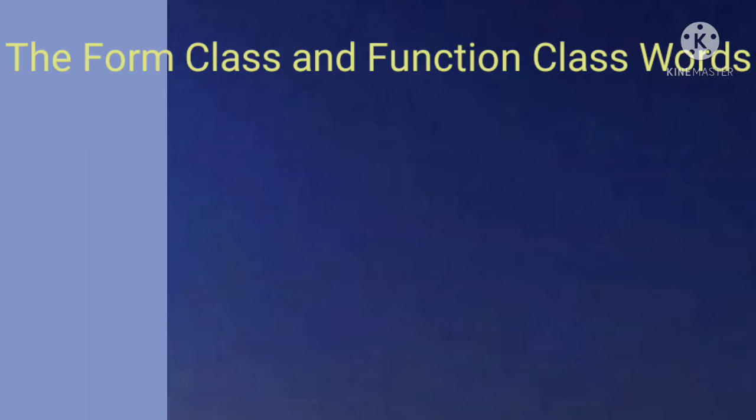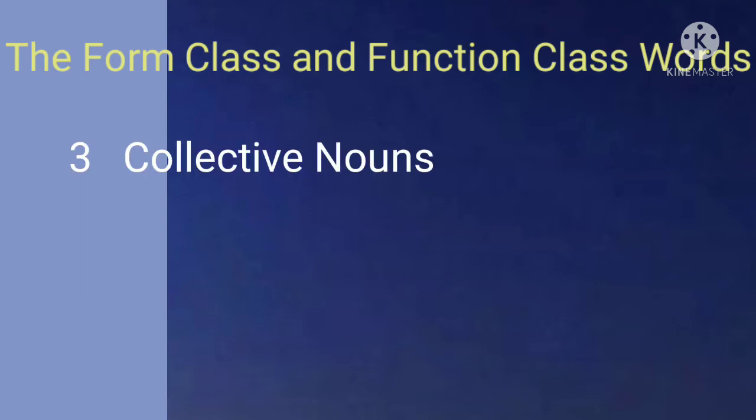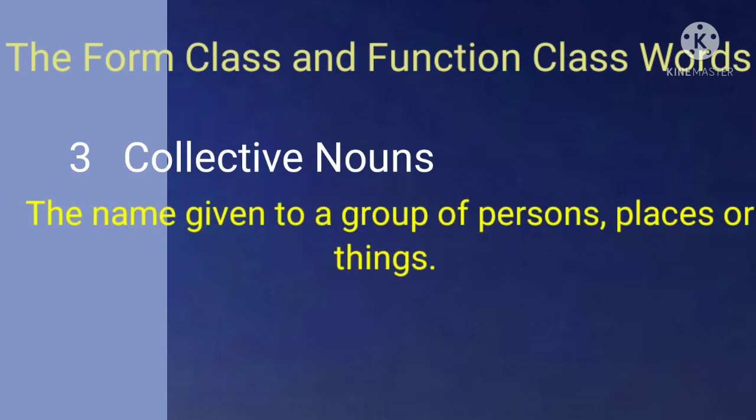Now the third type, next type is collective noun. That is the name given to a group of persons, places, or things. They belong to a particular group.